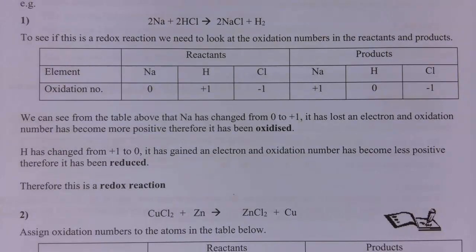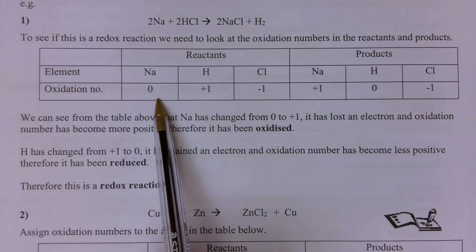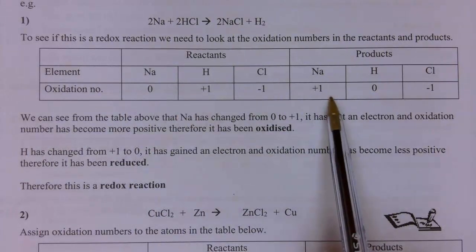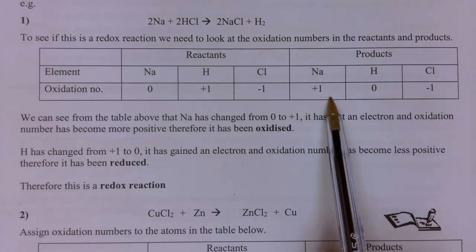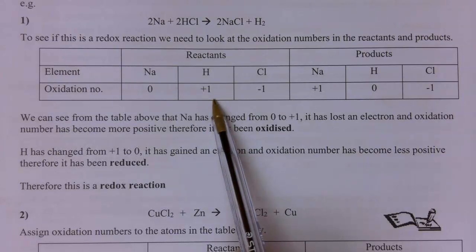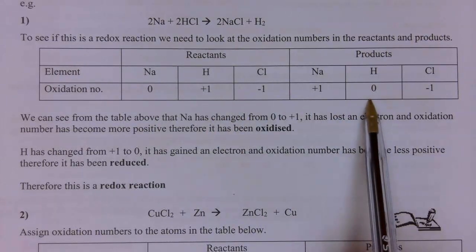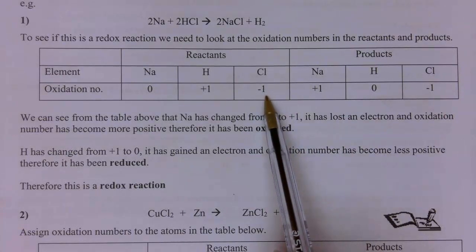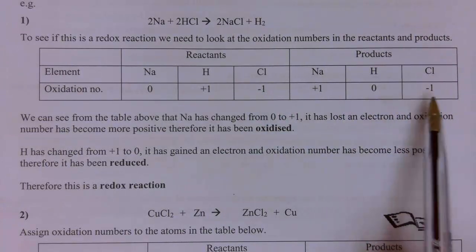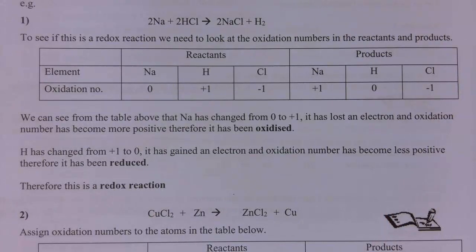So if we look at the first example, sodium reacting with hydrochloric acid to make sodium chloride and hydrogen. The sodium has started life as oxidation number 0, it's ended as +1, so the oxidation number has gone up, so it's been oxidized. The hydrogen has started at +1 and gone to 0, so that oxidation number has been reduced. It's decreased, so we say the hydrogen has been reduced. The chloride has gone from -1 and stayed at -1, so we call that the spectator ion.